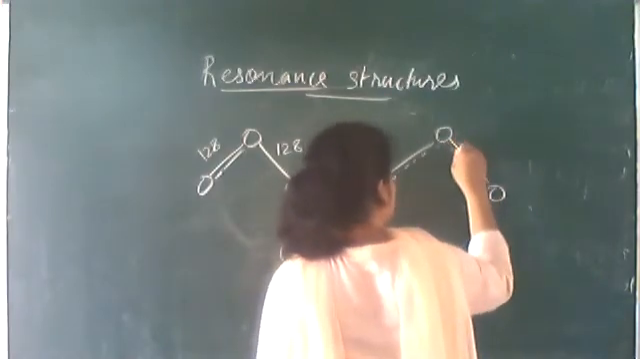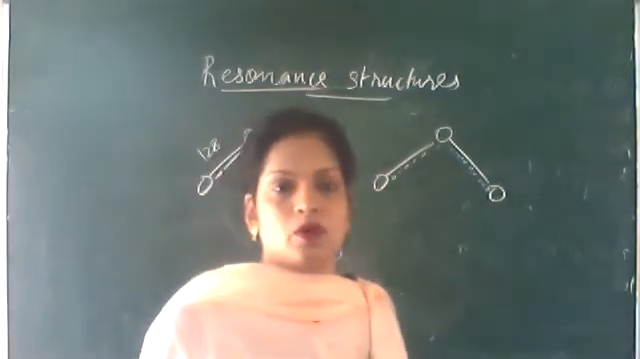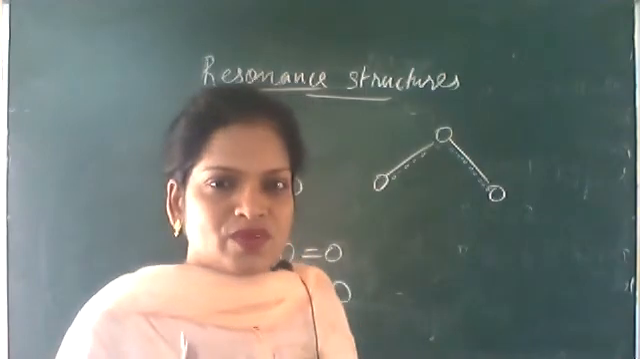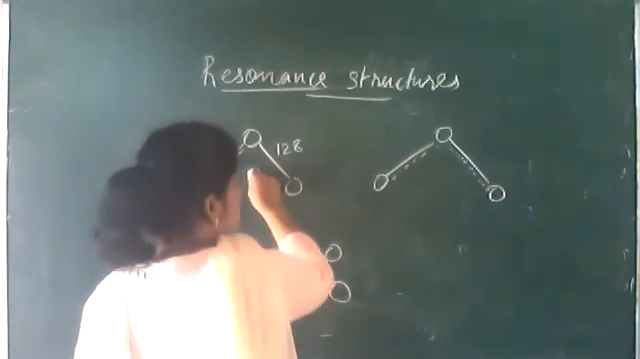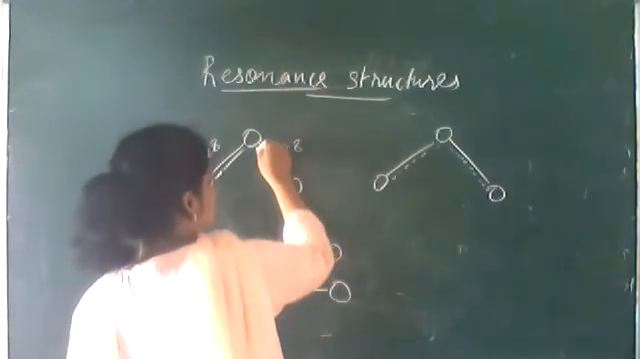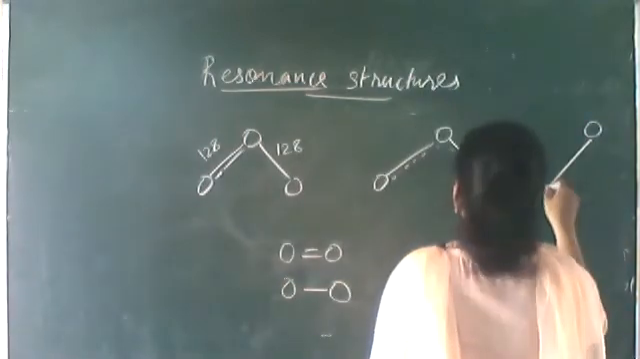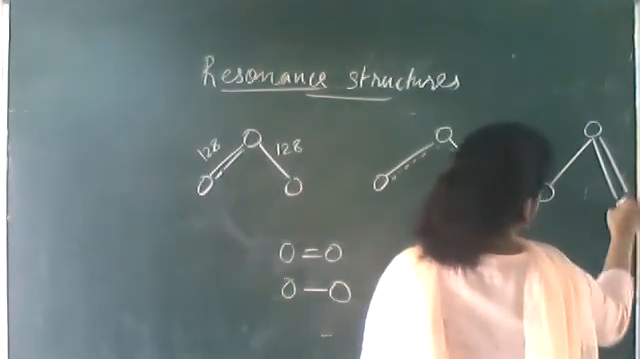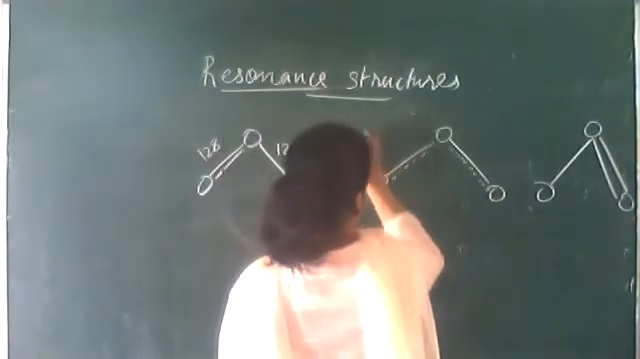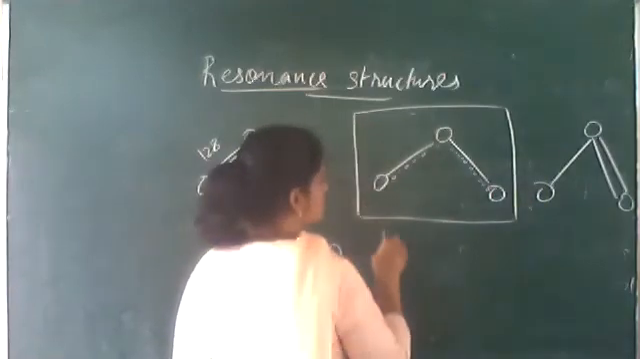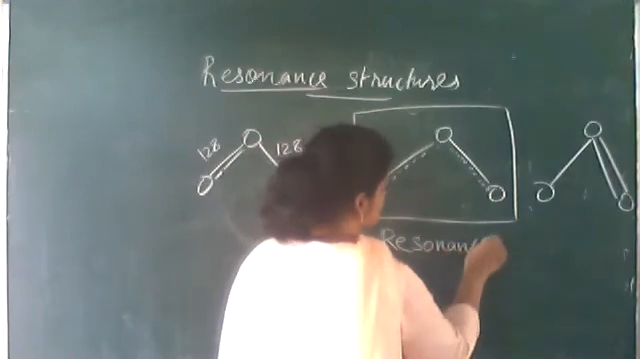It's not a pure double bond or a pure single bond. So this is called a structure between two structures. What structures? This structure, or the other structure, which may have a double bond here and a single bond here, like this. O with a double bond on this side and a single bond on the other side. So this structure is in between. This is called the resonance hybrid.